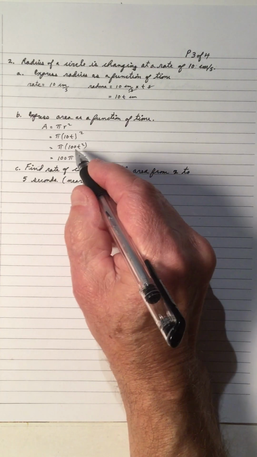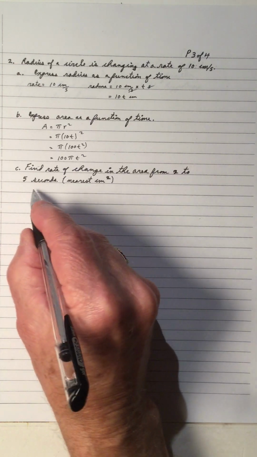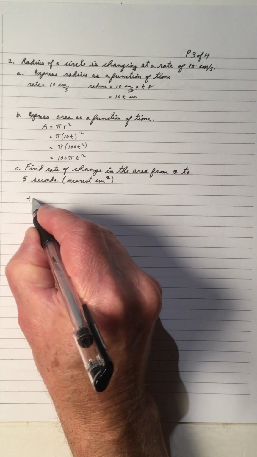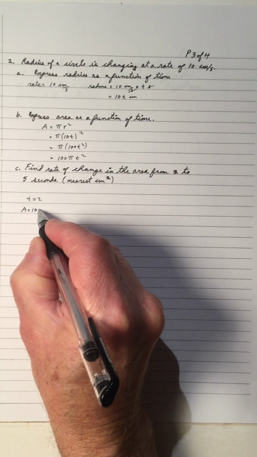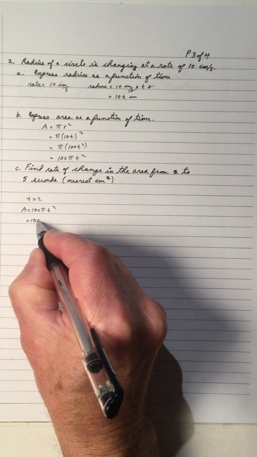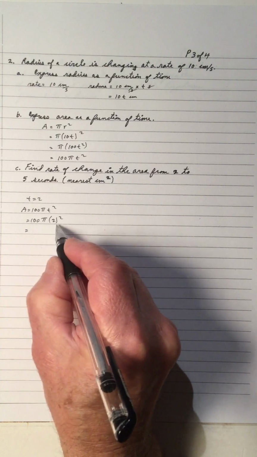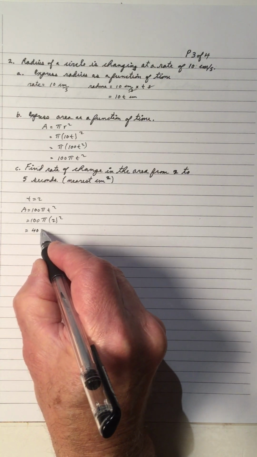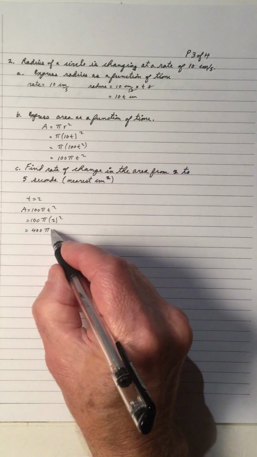So we're going to use this formula to find the rate of change in the area from 2 to 5 seconds. So at 2 seconds, the area is 100 pi t squared. So t is 2, which gives us 4, so that's 400 pi. And again, it's centimeters squared.